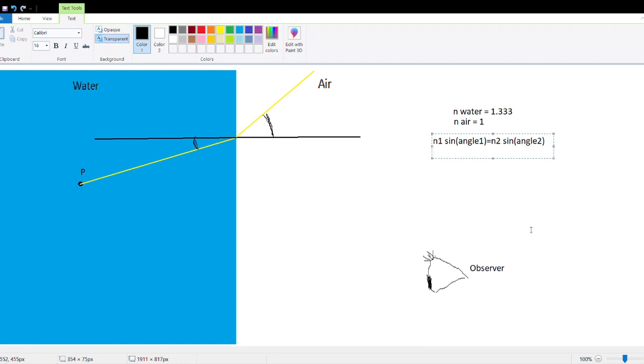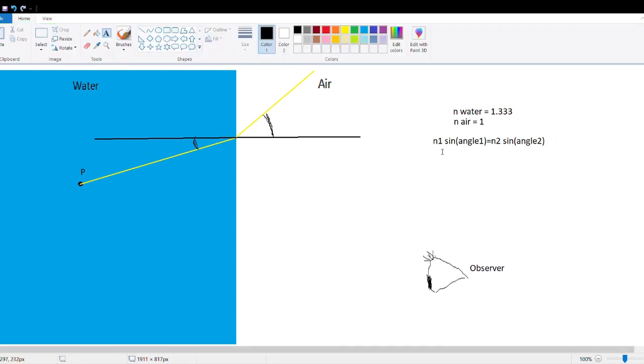Now this is fairly easy to understand: the bigger the n, the smaller the angle. For example, n of water is bigger than n of air. N of water is 1.33, while n of air is 1. So in this case, n1 is n of water and n2 is n of air. Angle 1 will of course be smaller than angle 2 because the n is bigger.